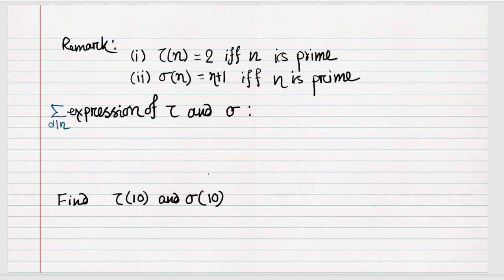So here is our remark: tau of n equals 2 if and only if n is a prime number, and sigma of n equals n plus 1 if and only if n is a prime. Now this one is the summation expression of tau and sigma.